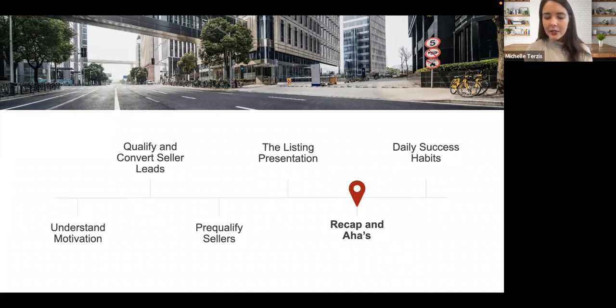2 weeks later, you can send them a little video of what's on the market. You can send them an email of some recently solds in the neighborhood. Hey, just thinking of you. Send them a card. Go at it from a relationship-building standpoint, not asking for the business.